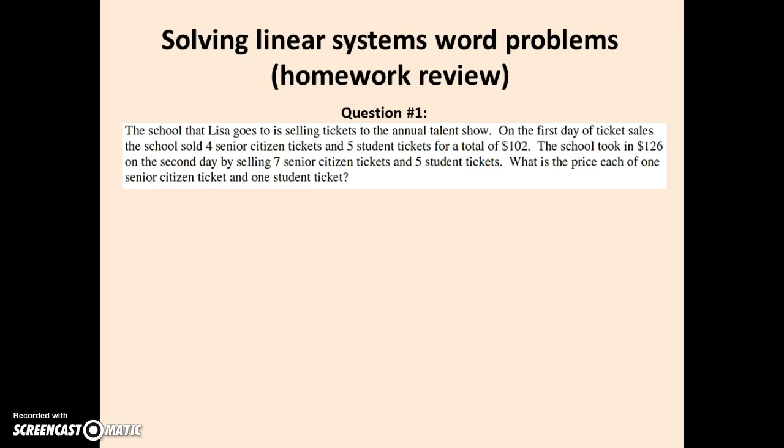So the first thing you should do when you get a problem like this, guys, is pinpoint what parts of it you need in order to solve the problem. Okay, so we can see here that we're going to need 4 senior citizen tickets and 5 student tickets for a total of $102. That's going to be the basis for one of our equations for this system. The other one, we have 7 senior citizen tickets and 5 student tickets, and that came out to $126.